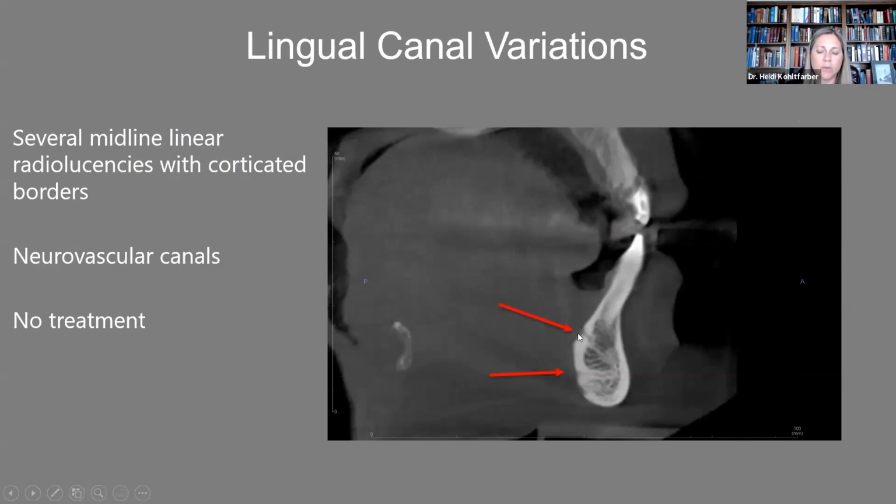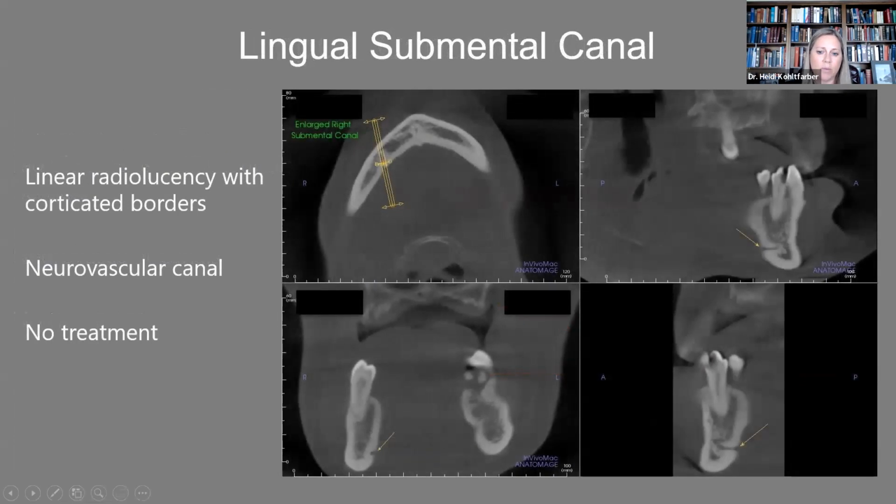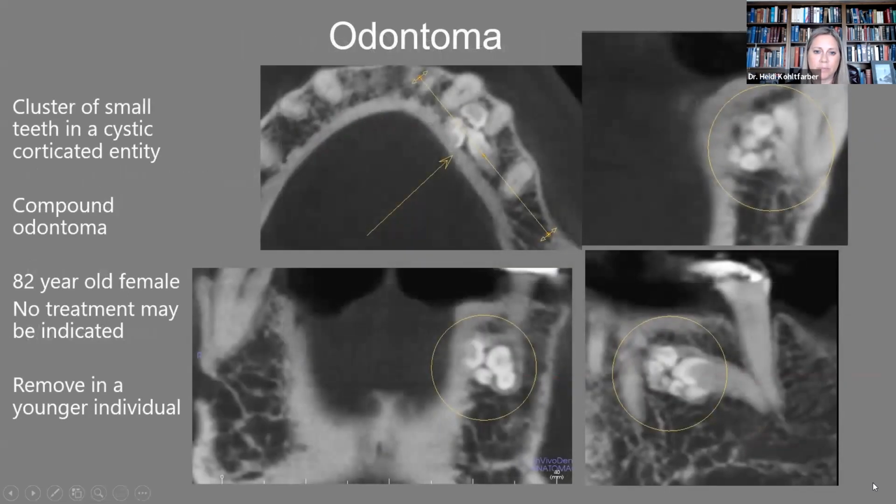All right. We can have variations in our canals. This is our lingual canal variation. We can have our lingual submental canals. You're going to see a lot of neurovascular canals. These are completely normal. Again, linear hypodensity with nicely corticated border.